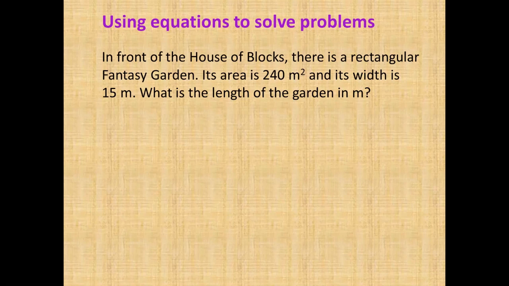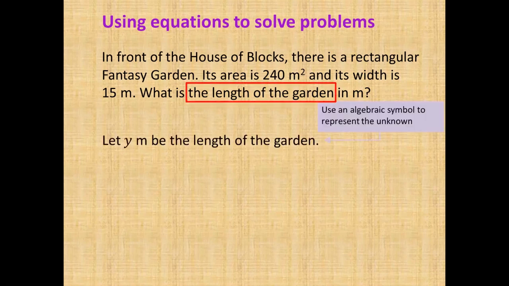So do you still remember the first step? Yes, the first step is that we need to use algebraic symbols to represent the unknown. And in this question, what is the unknown? Yes, in this question, we need to look for the length of the garden. So you can see the first step we need to do is to let y be an algebraic symbol. Let y be the length of the garden.